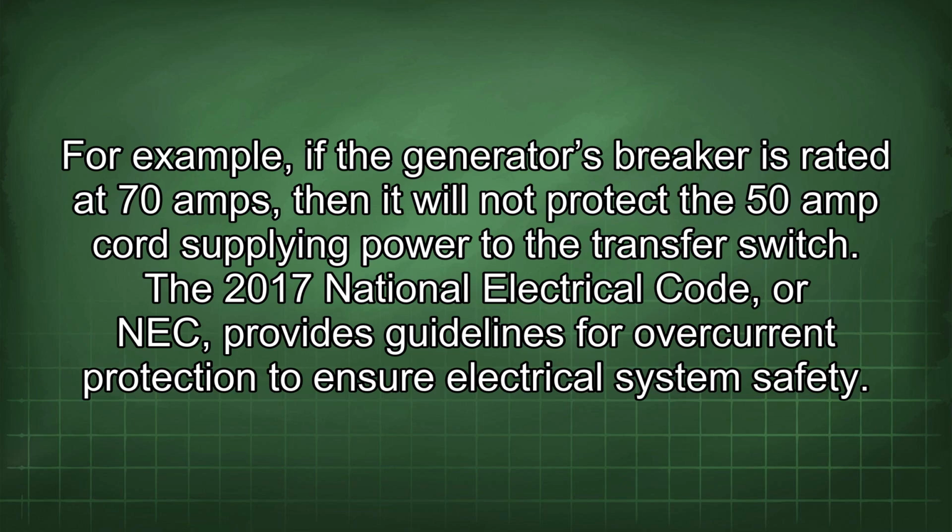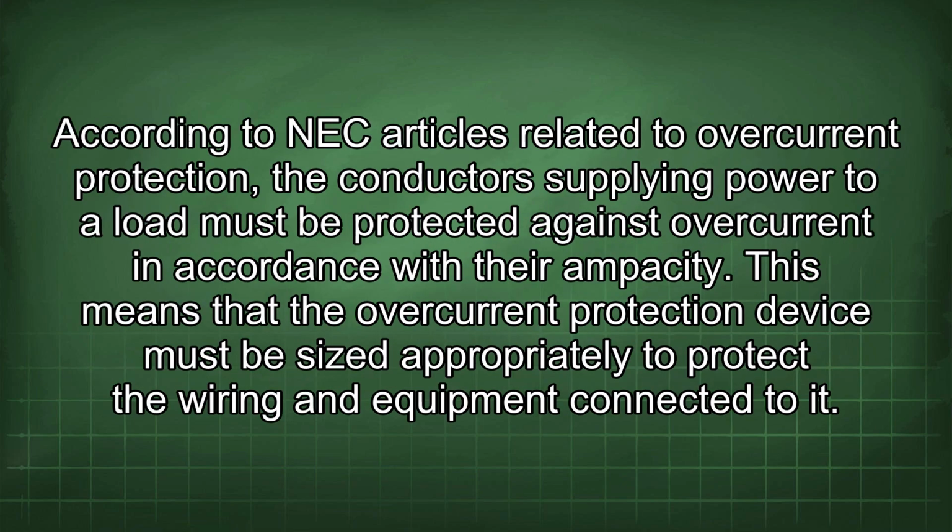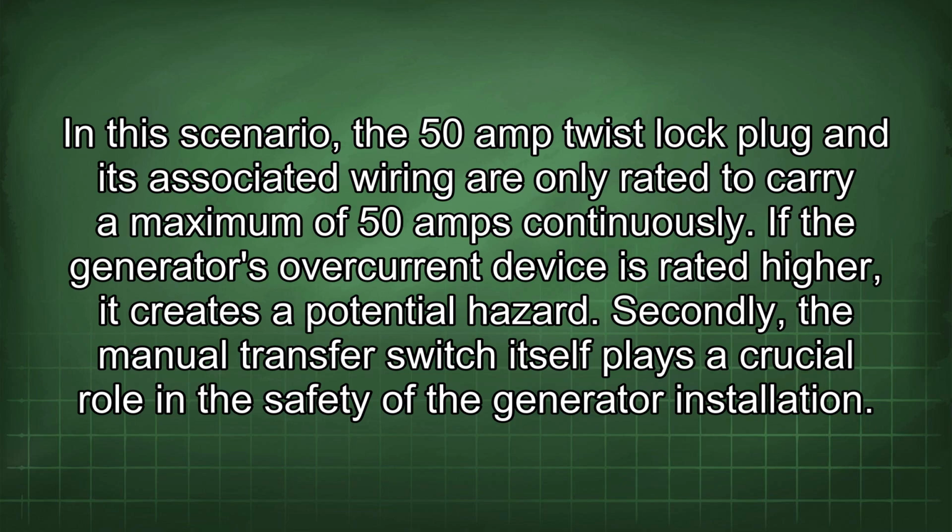The 2017 National Electrical Code, or NEC, provides guidelines for overcurrent protection to ensure electrical system safety. According to NEC articles related to overcurrent protection, the conductor supplying power to a load must be protected against overcurrent in accordance with its ampacity. This means that the overcurrent protection device must be sized appropriately to protect the wiring and equipment connected to it. In this scenario, the 50 amp twist lock plug and its associated wiring are only rated to carry a maximum of 50 amps continuously. If the generator's overcurrent device is rated higher, it creates a potential hazard.